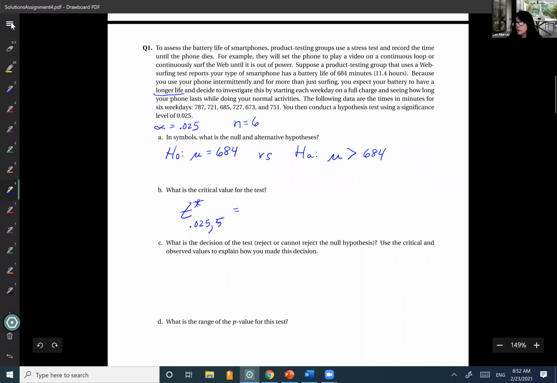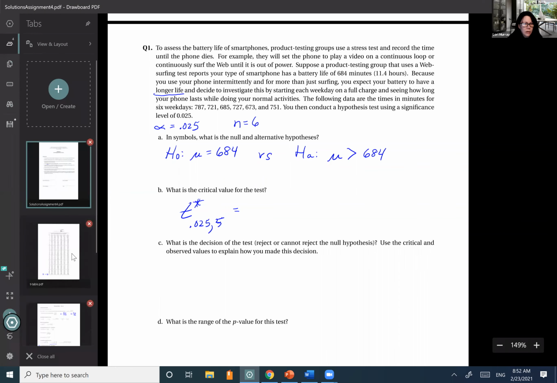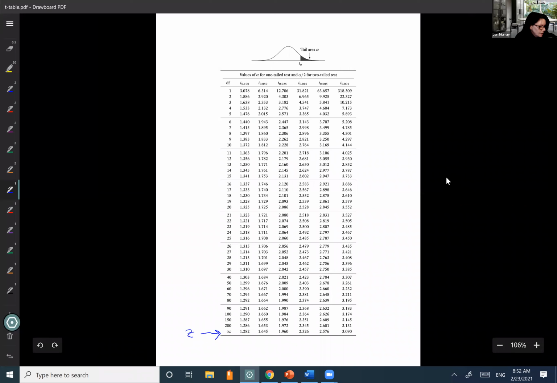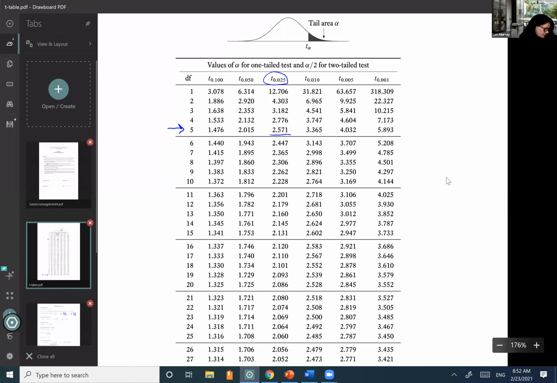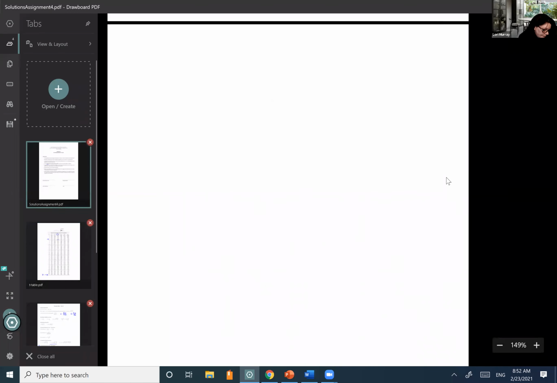So there will be questions on test 2 on how to do this. So see if this is what you got. So you just want to go to 5 degrees of freedom, that row corresponding to 0.025. So your answer will be 2.571. And you can check and see if that's what you got. And that's how you do that.